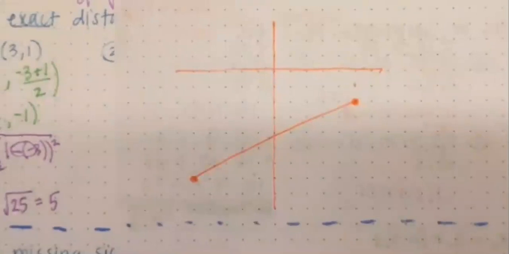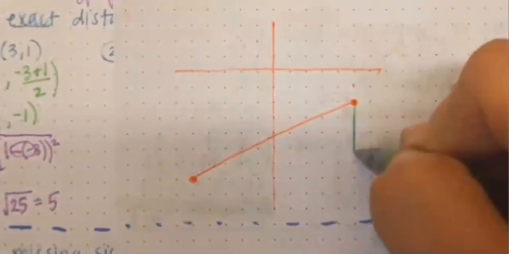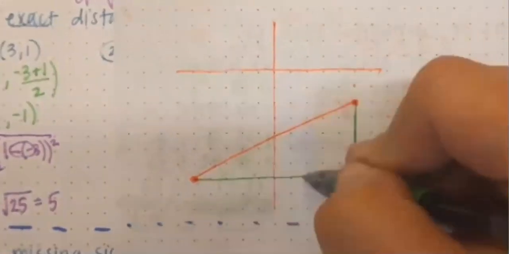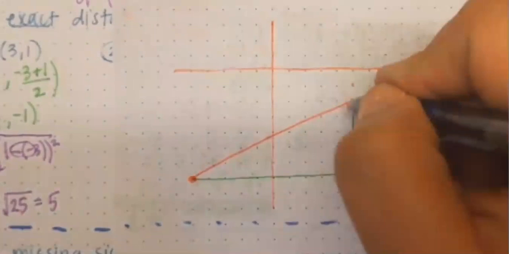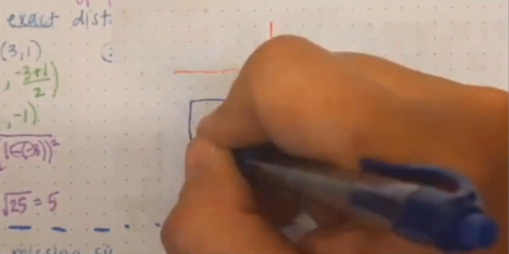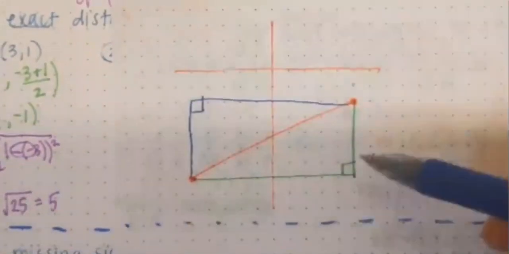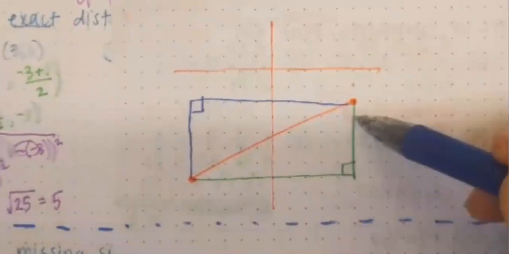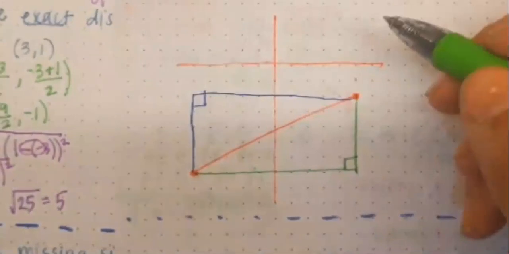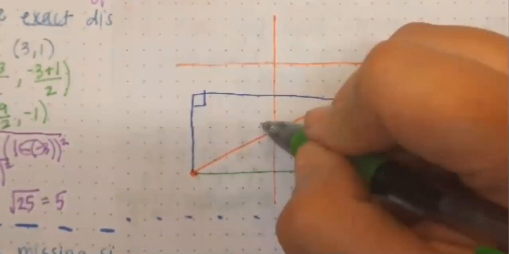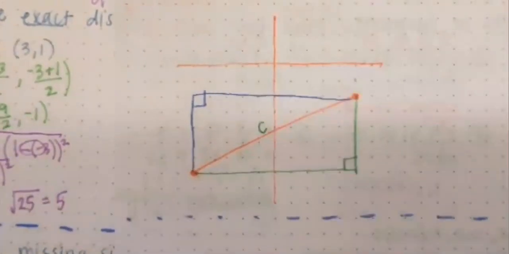Instead of using the distance formula, I could just use my Pythagorean theorem. And all I have to do is draw a triangle. Doesn't matter, I can draw a triangle down here, or I could draw a triangle up here. All that matters is that I draw a triangle, and it ends up being a right triangle because I have a vertical and a horizontal line. So they're going to form a right angle there. They're perpendicular. Okay, and then what I'm looking for is this distance here, C.